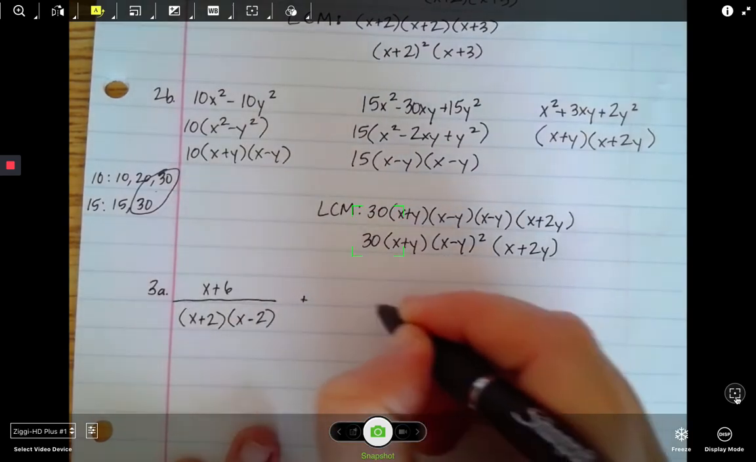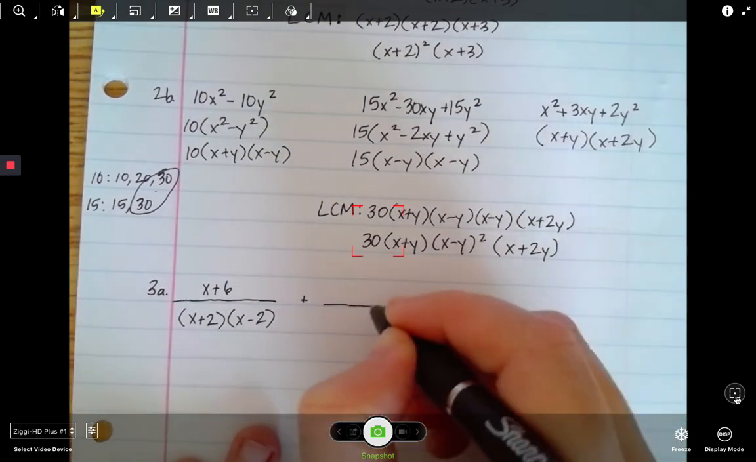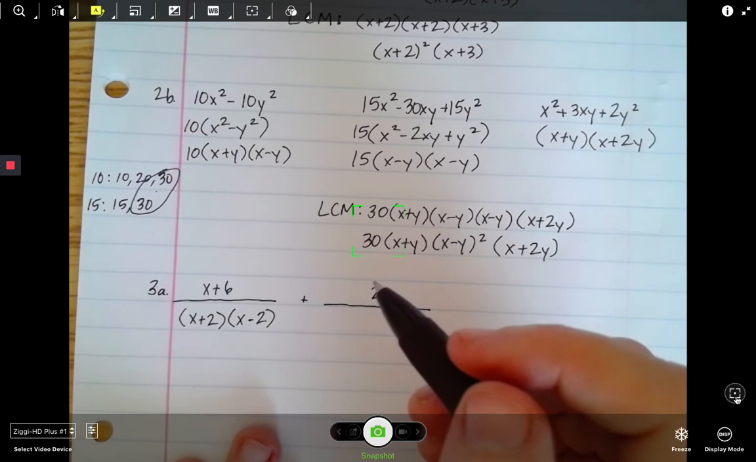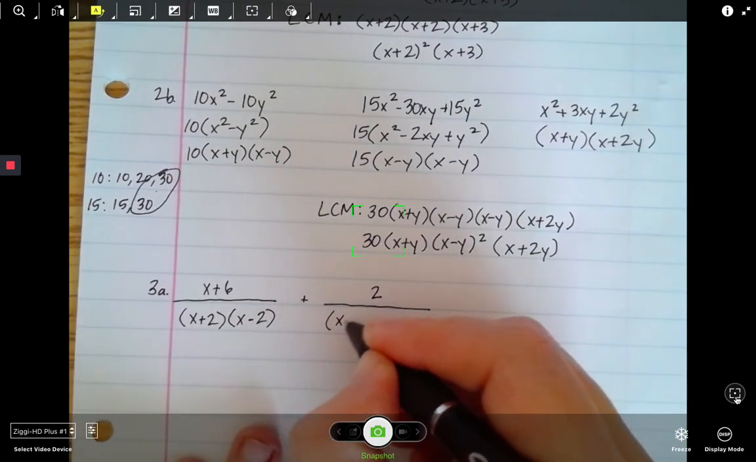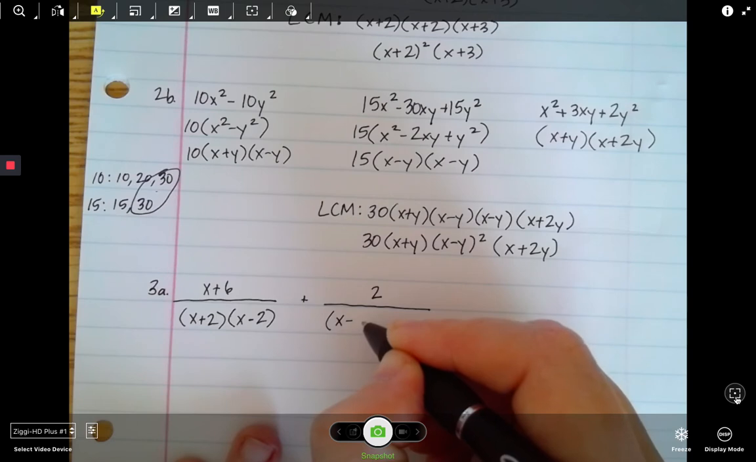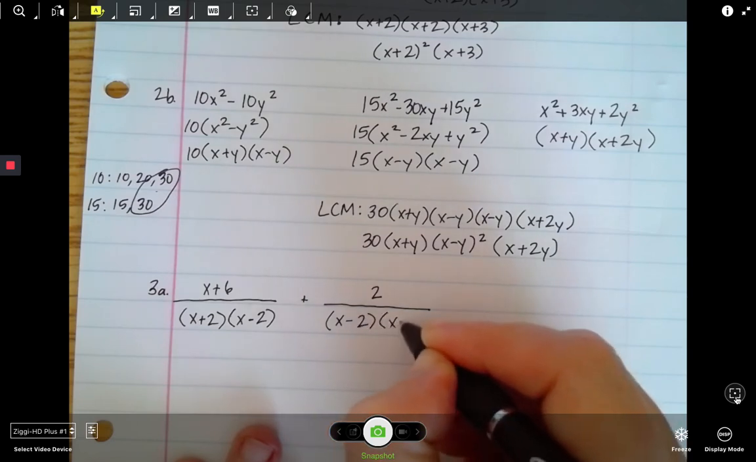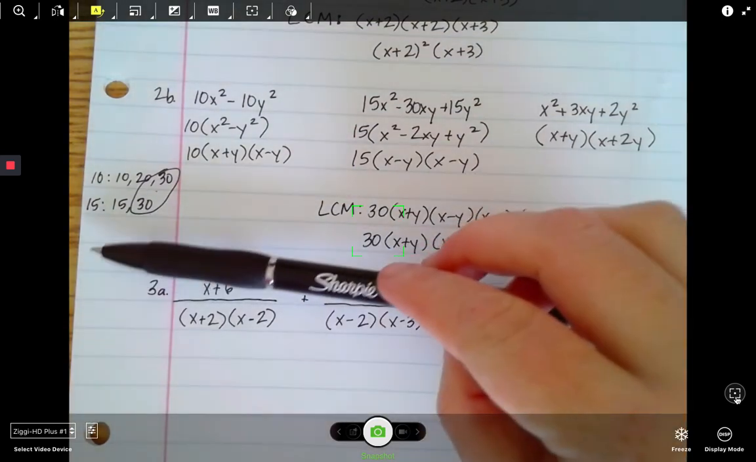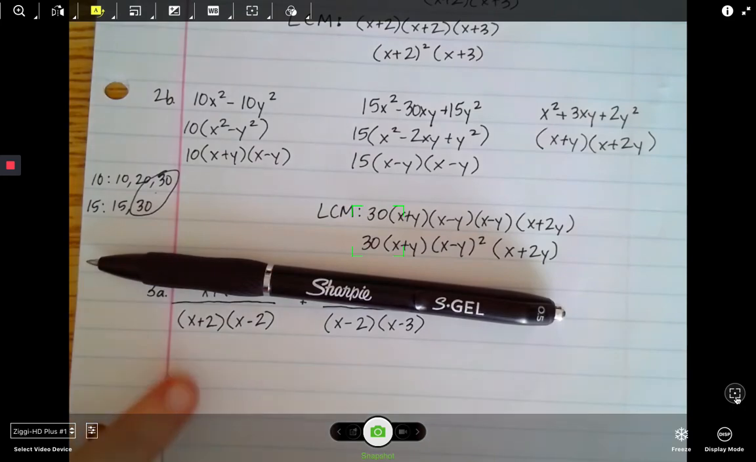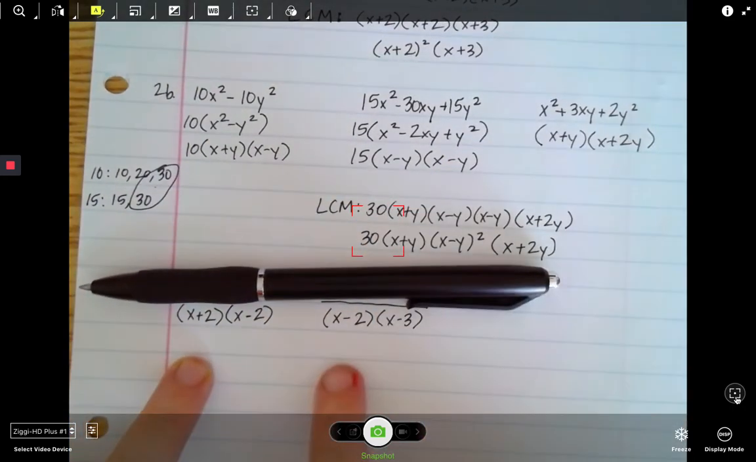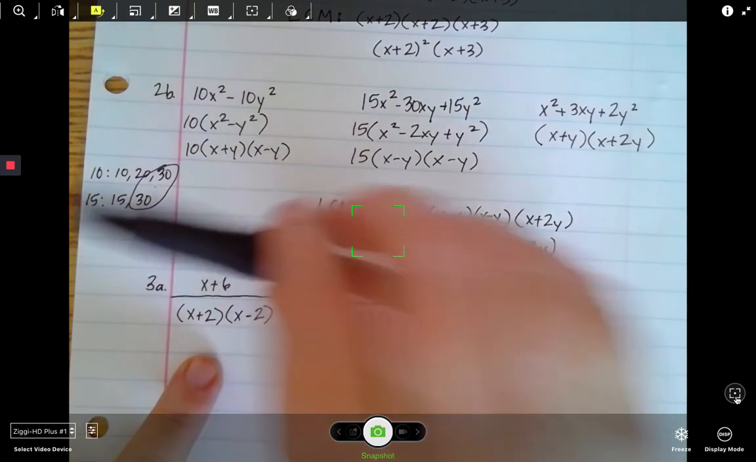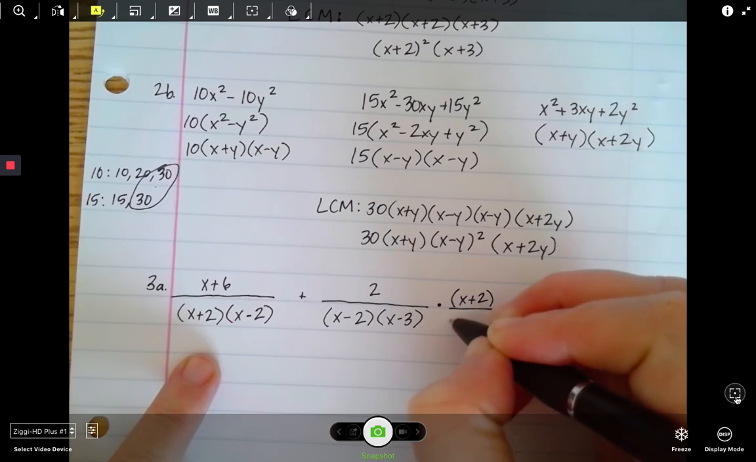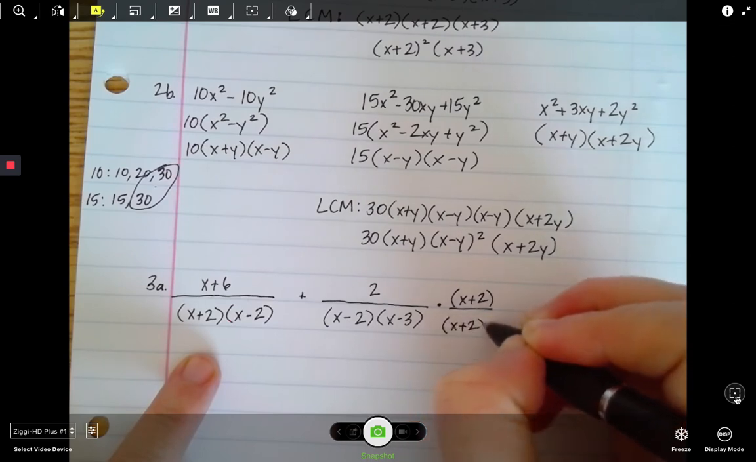All right, my second numerator, can it factor anyway? No. But the denominator factors into x minus 2 times x minus 3. So let's take a look at our denominators. Let's just focus on them for a minute. What does the first denominator have that denominator 2 does not have? An x plus 2. So what does that mean? It means I have to multiply the numerator and the denominator by x plus 2, okay?